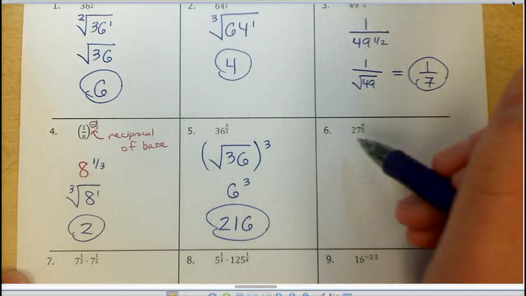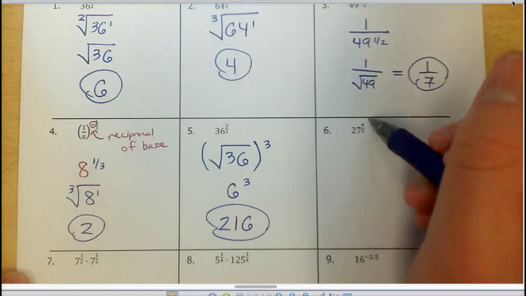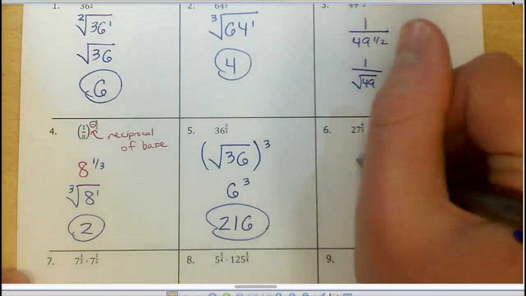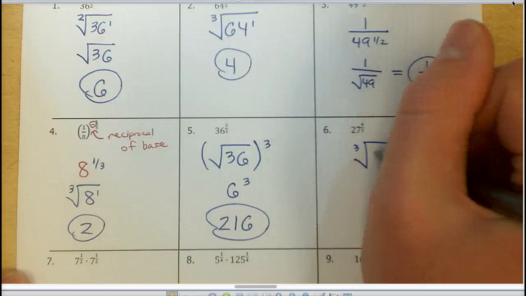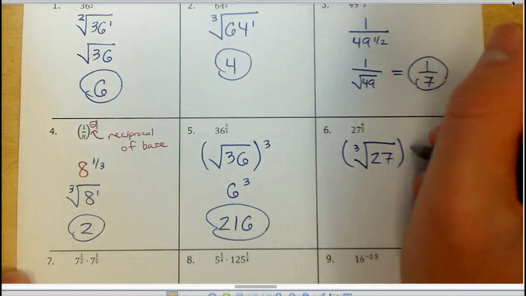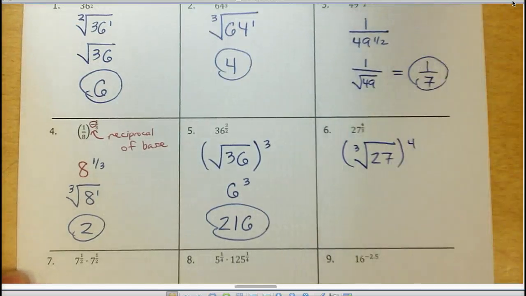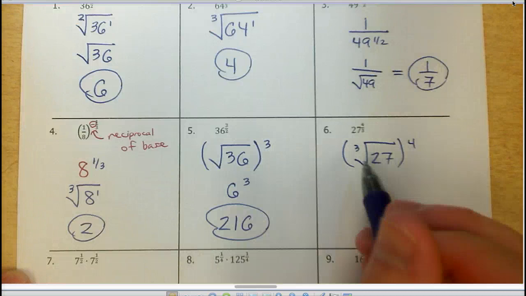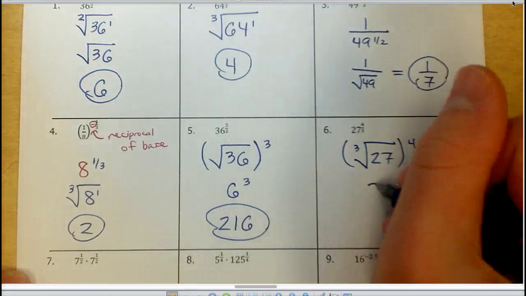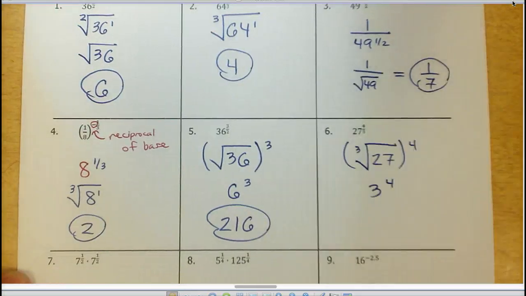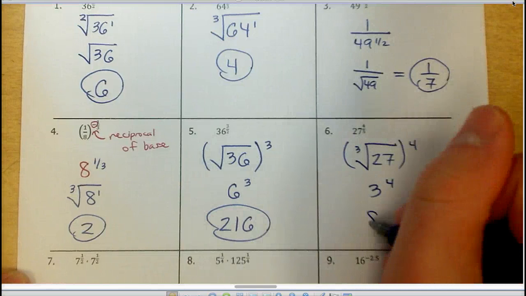Okay, same thing for number 6. We have 27 to the 4/3 power. So that's the same thing as the cubed root of 27 taken to the 4th power. Well, I know the cubed root of 27 is 3, so I can rewrite this as 3 to the 4th power, which becomes 81.